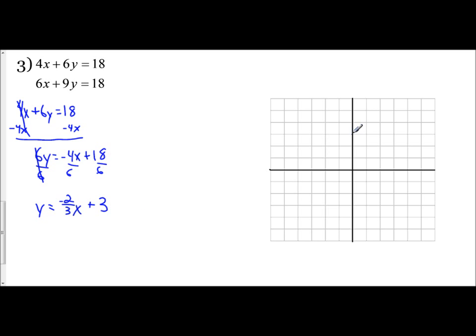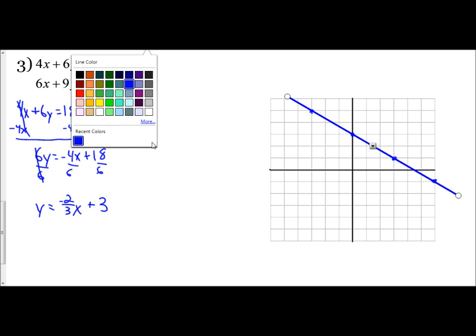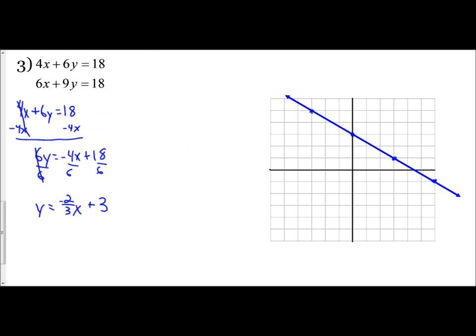So you have a y-intercept of 3, a slope of negative 2/3, so down 2, right 3, or up 2, left 3. And we can't go any further. So then we're going to sketch our line. So let's make this line blue. And then we're going to do the next one.